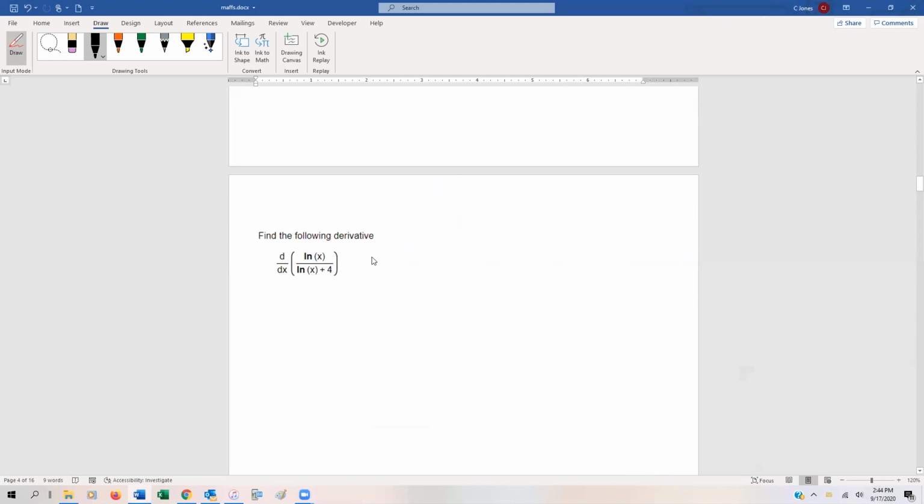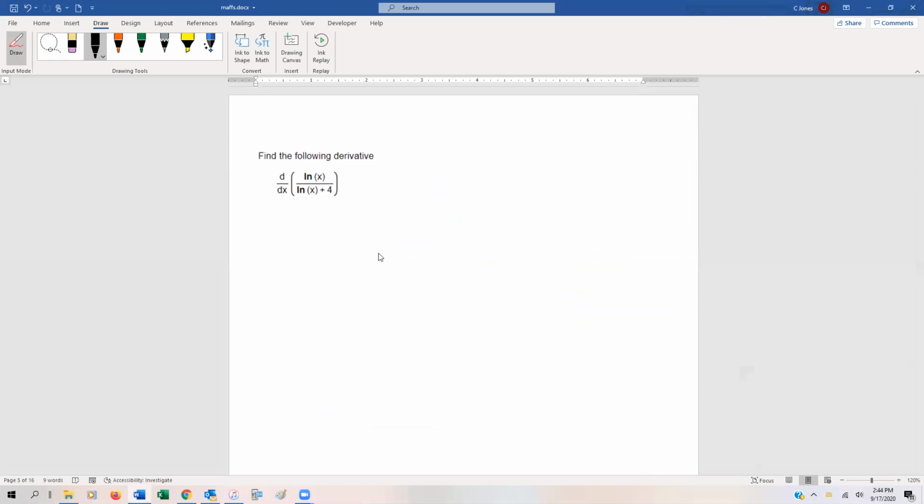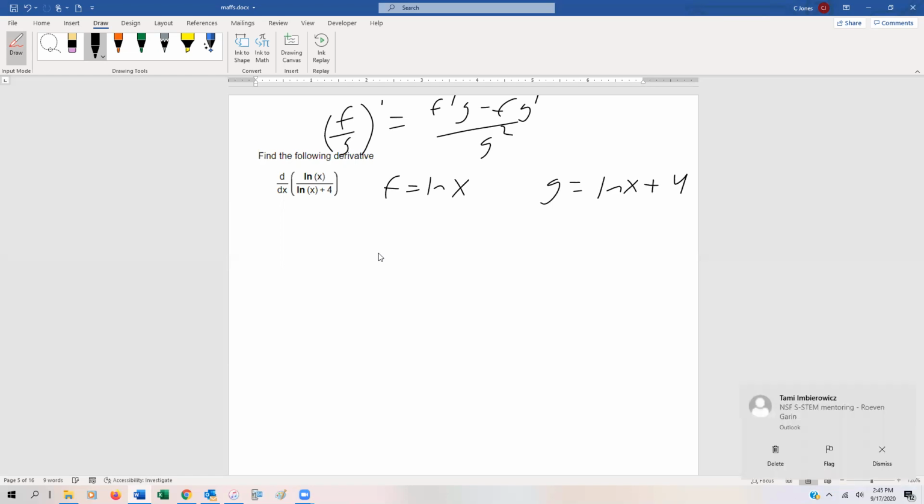Here's another example of being able to work with this. So this one is just a straight quotient rule. All right, there's nothing we can do to simplify this. So I don't want you thinking that we can always use the rules of logarithms to simplify. Just to remind you about our quotient rule, f over g prime is equal to f prime g minus f g prime, divided by g squared. And in this case, f is going to be ln x, and g is going to be ln x plus 4. And the good news is for both of these, we're just going to take the derivatives, and they're both going to be 1 over x. So for f prime, it's 1 over x, and for g prime, that's 1 over x.